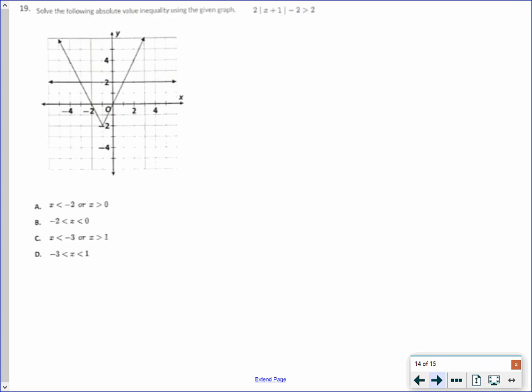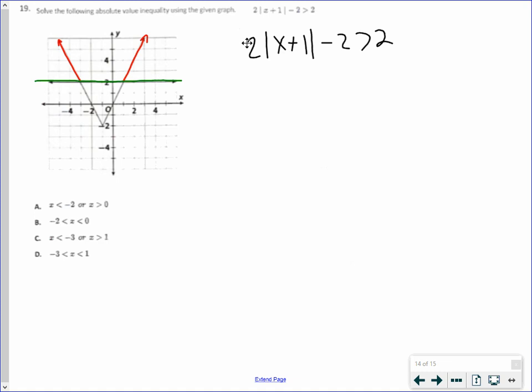All right, number 19, solve the following absolute value inequality using the graph. We have the function 2 times the absolute value of x plus 1, minus 2, is greater than 2. So we want the absolute value expression, 2 times the absolute value of x plus 1 minus 2, to be greater than 2. Or in other words, we want all the values right here where the graph is greater than that line y equals 2. Everything above this green line is our answer choice.